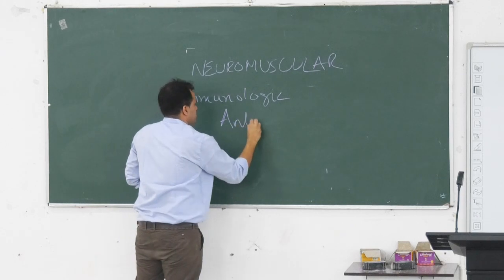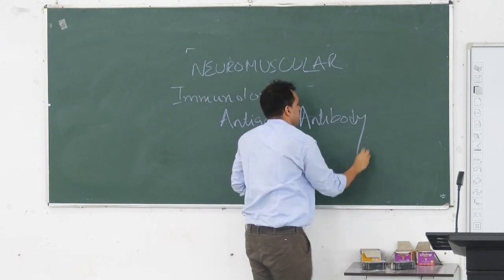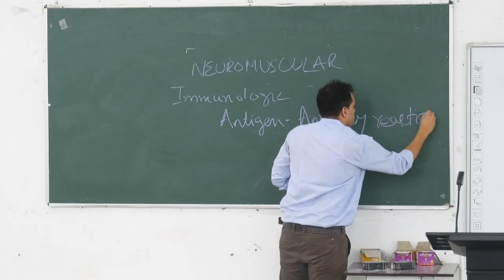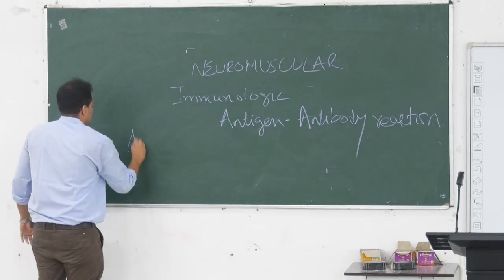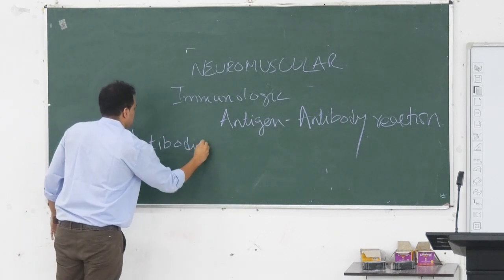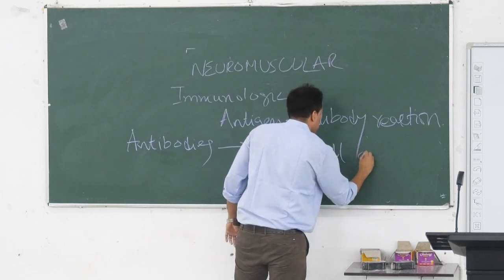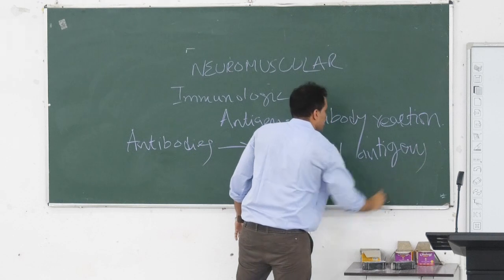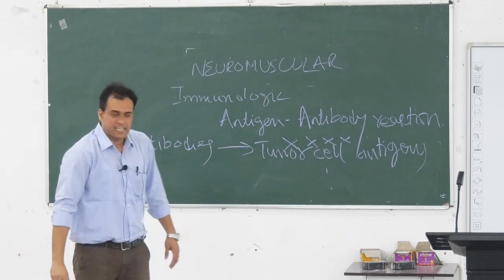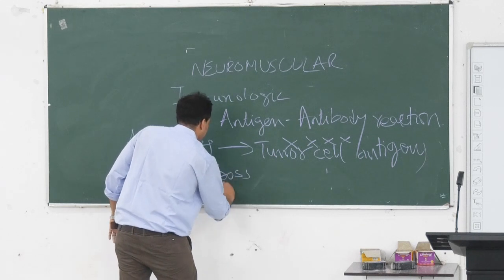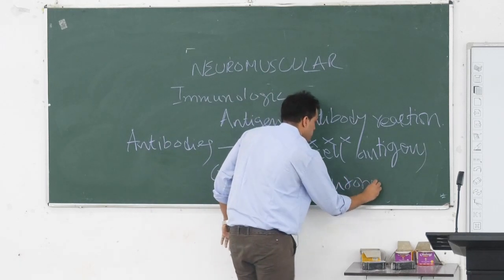Means antigen-antibody reaction. So basically, antibodies which are directed against tumor cell antigens, which should actually react against tumor cell antigens, instead of fighting against the tumor cell antigens, they cross-react with neuronal antigens.